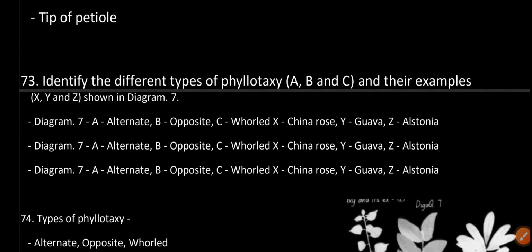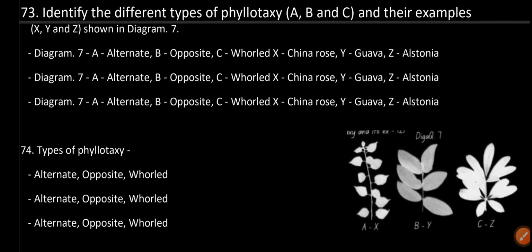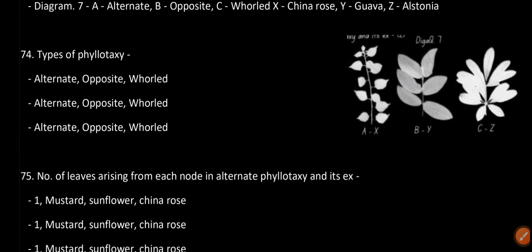Identify the different types of phyllotaxy A, B, C and their examples, X, Y and Z shown in diagram 7. A is alternate, B is opposite, C is whorled. X is China rose, Y is guava and Z is Alstonia. Alternate in China rose, opposite in guava and whorled in Alstonia. Types of phyllotaxy: alternate, opposite, whorled.